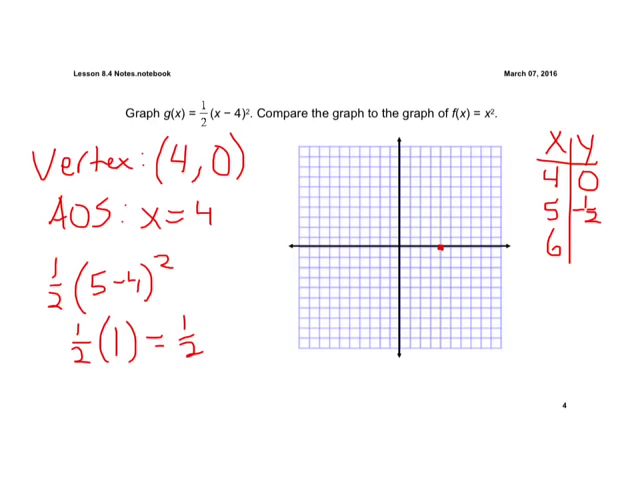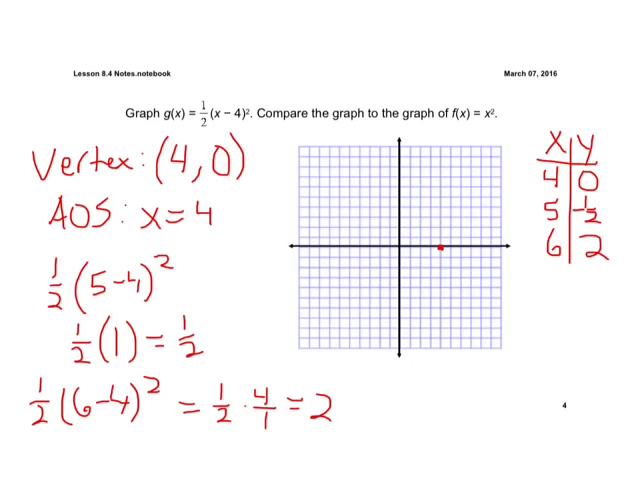So we have 5, 1/2, and let's plug in 6. We have 1/2, and now we have 6 minus 4 squared. 6 minus 4 is 2. 2 squared is 4. 1/2 times 4, or 4 over 1. Remember, when we're multiplying fractions, let's put that whole number over 1. Multiply straight across, top and bottom. 4 over 2, that is going to be 2.